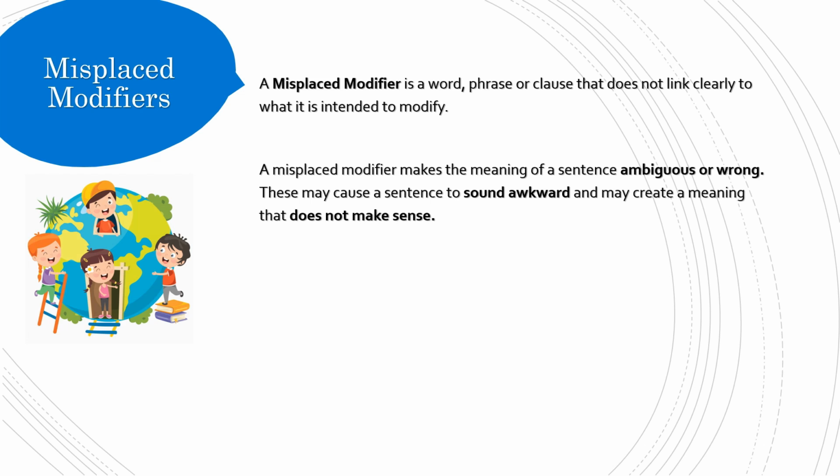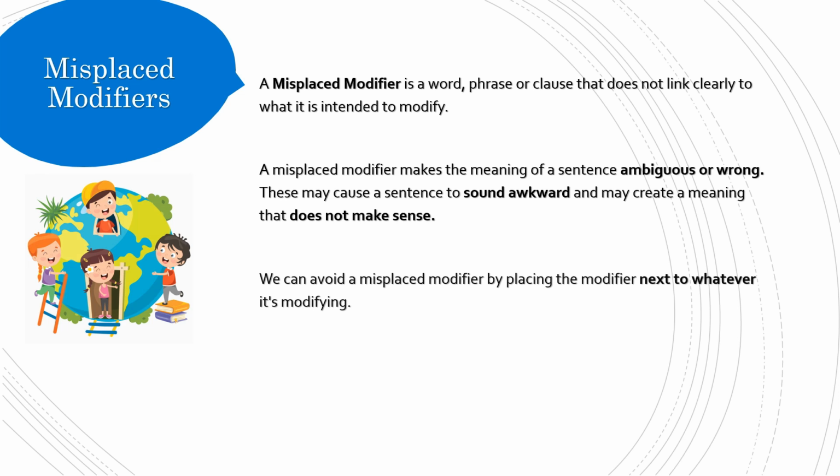A misplaced modifier makes the meaning of a sentence ambiguous or wrong. These may cause a sentence to sound awkward and may create a meaning that does not make sense. We can avoid a misplaced modifier by placing the modifier next to whatever it's modifying. In this lesson, we will learn all about misplaced modifiers.